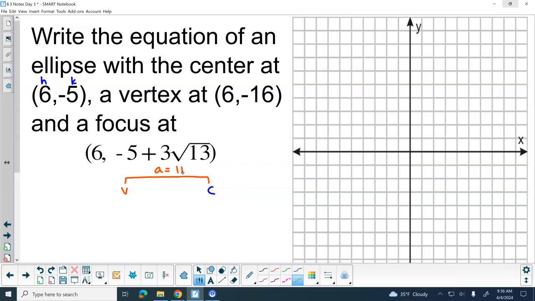We'll reset this. Let's start this one just over. Okay, so we got a center, H comma K. We got a center here. We got a vertex way down here. So this distance is B, and it is 11. Okay? I like it.